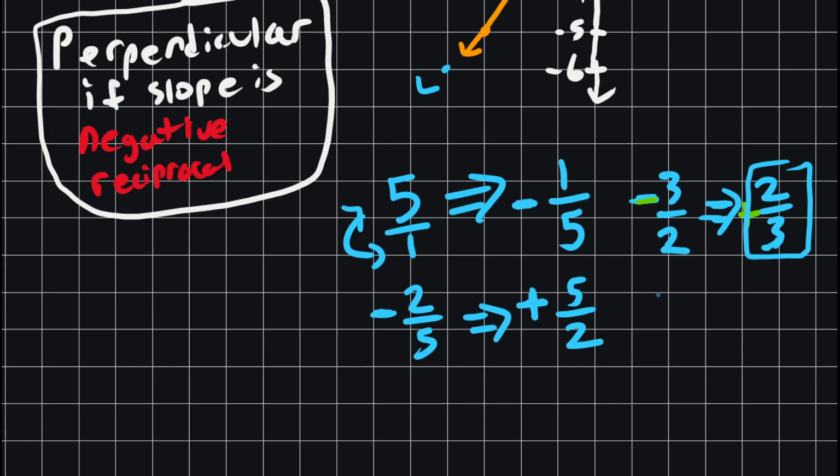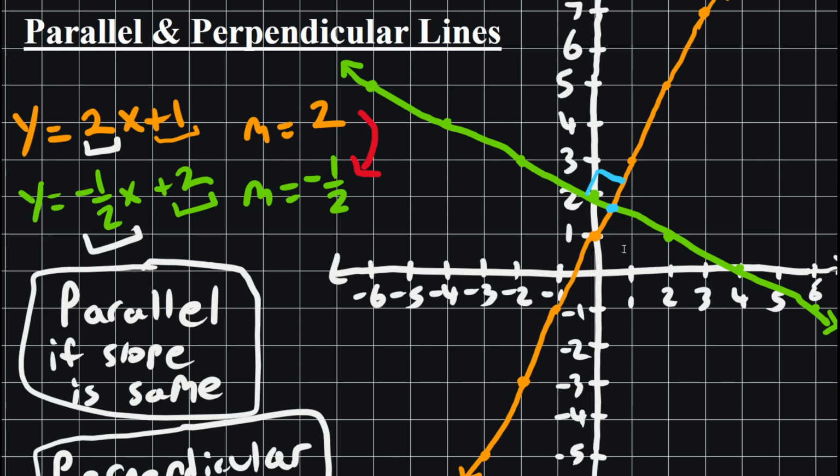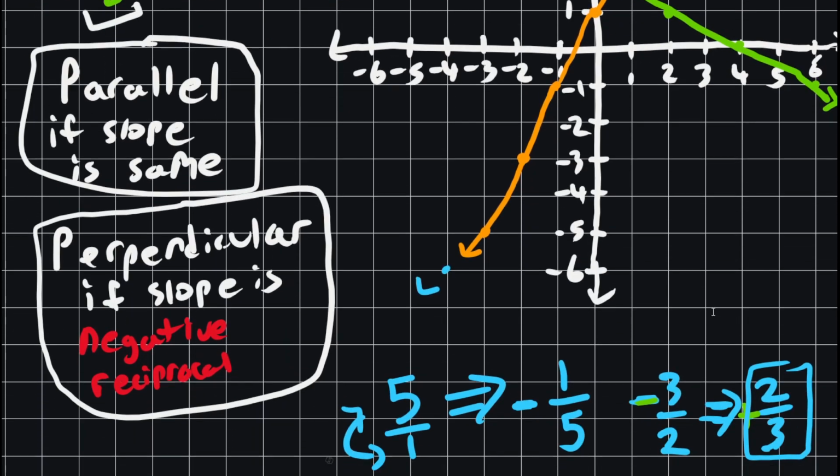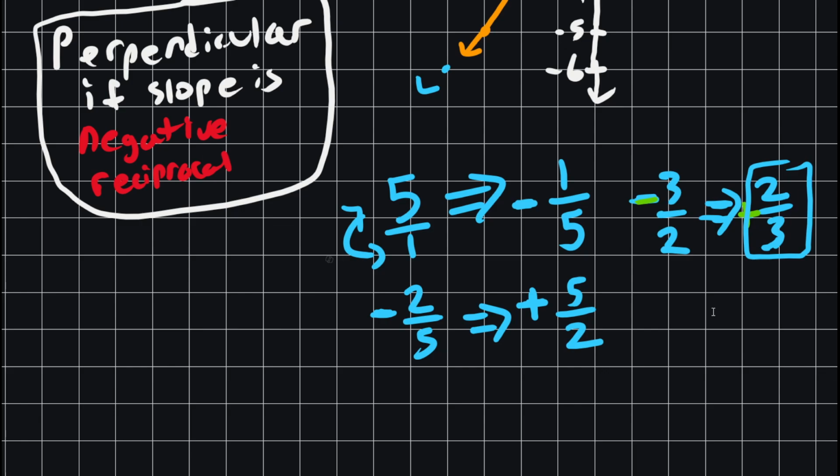And if it's a whole number, like in this 5 example right here, if it's just 5, then you treat it as 5 over 1. And then you flip it to 1 over 5. So that's how you find a negative reciprocal. And the rule is that any two lines, if their slopes are negative reciprocals of each other, then they are perpendicular. And just to go through another example, let's say we had these two lines.